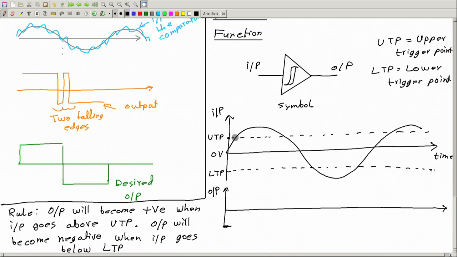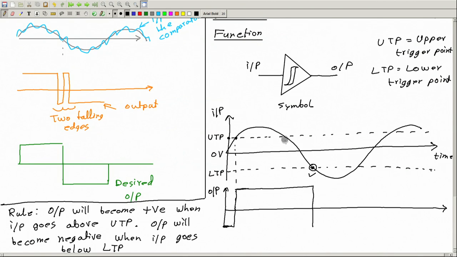Okay, so at this point here, the input is going above the upper trigger point. So therefore, even if the output was previously negative, at this moment, output will become positive, right? And then it will stay there. How long? Until and unless the input goes below the lower trigger point. Okay, so until this point it will remain positive, and then at this point it will become negative again.